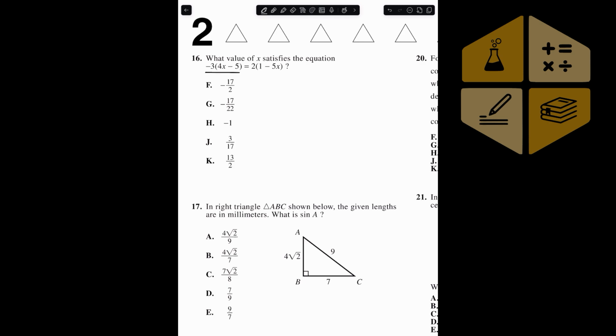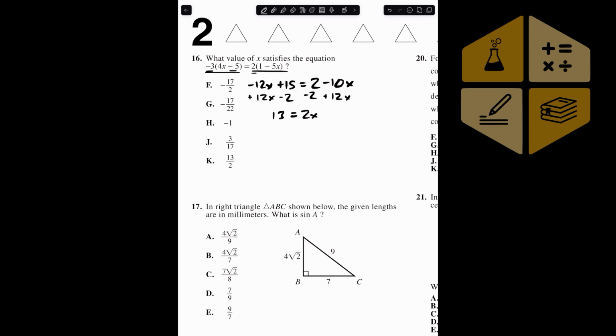So let's start with this left-hand side. Negative 3 times 4x is negative 12x. Negative 3 times negative 5 is plus 15 equals, over on this side, 2 times 1 is 2. 2 times negative 5x is minus 10x. Okay, I'm going to add 12x to both sides, so I get an even number for x on the right. I'm going to subtract 2 from both sides. So that leaves me with 13 equals 2x.